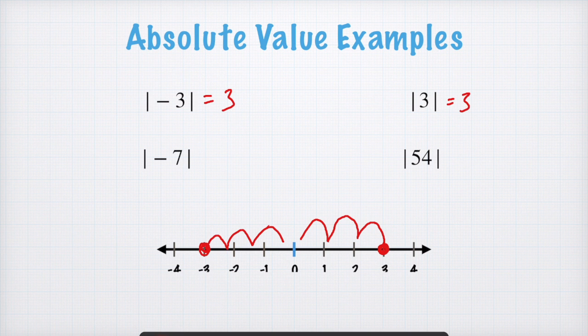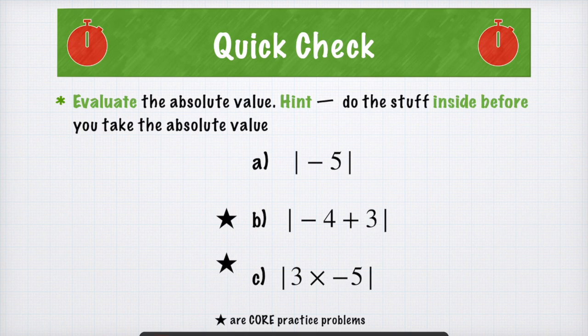Same thing is going to happen here with a -7. We don't have it on our number line, but we know that it's just how far away it is. How far away from zero is it? It's 7. And how far away is 54 from zero? Well, that's 54. So go ahead, do this quick check and evaluate the absolute value. Remember, just do the stuff inside before you take the absolute value. It shouldn't be too bad.